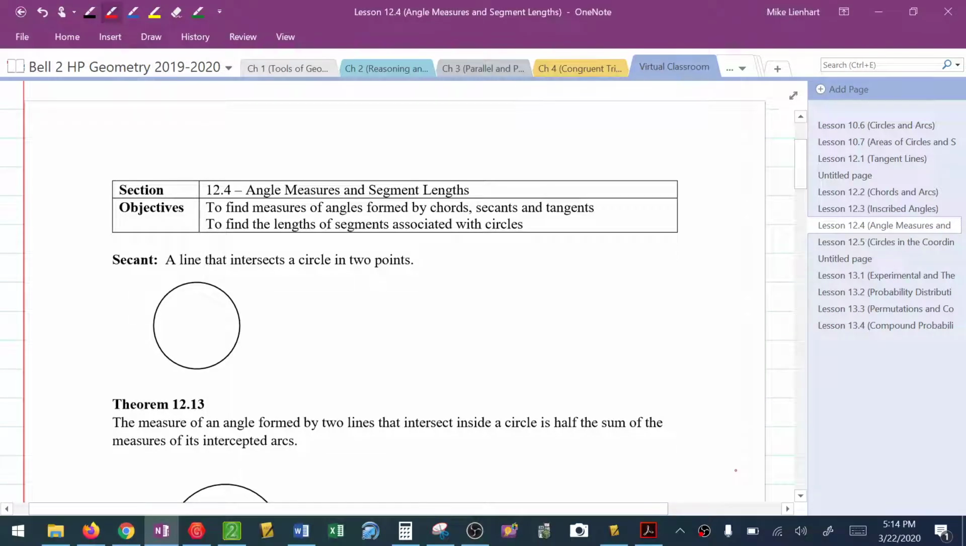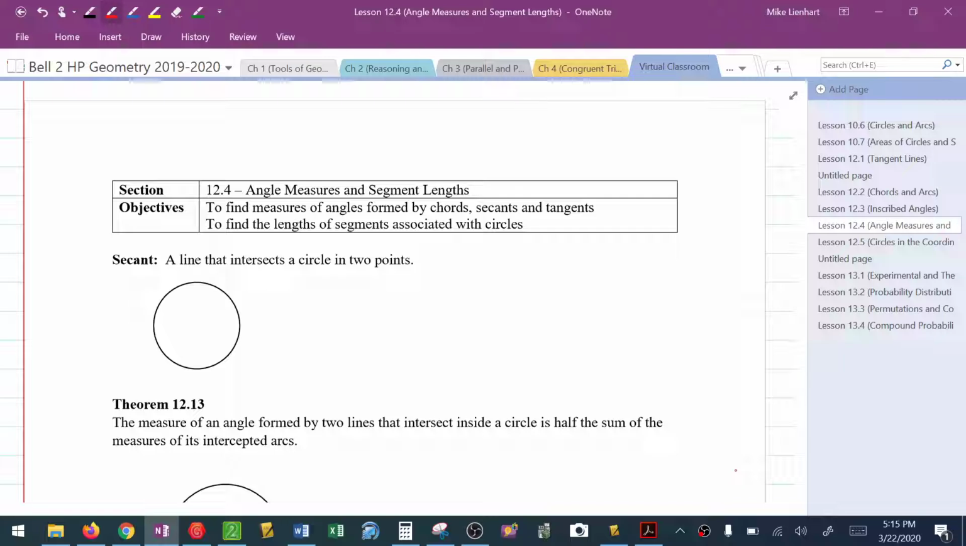For this video, we're going to introduce one more type of line or segment that is part of a circle. And then we're going to talk about and try to organize our thinking a little bit better for what are called angles of a circle and segments of a circle. Our two objectives in this lesson are to be able to find any kind of angle when it's formed by chords, secants, or tangents, and to find the length of any segments that are associated with circles.